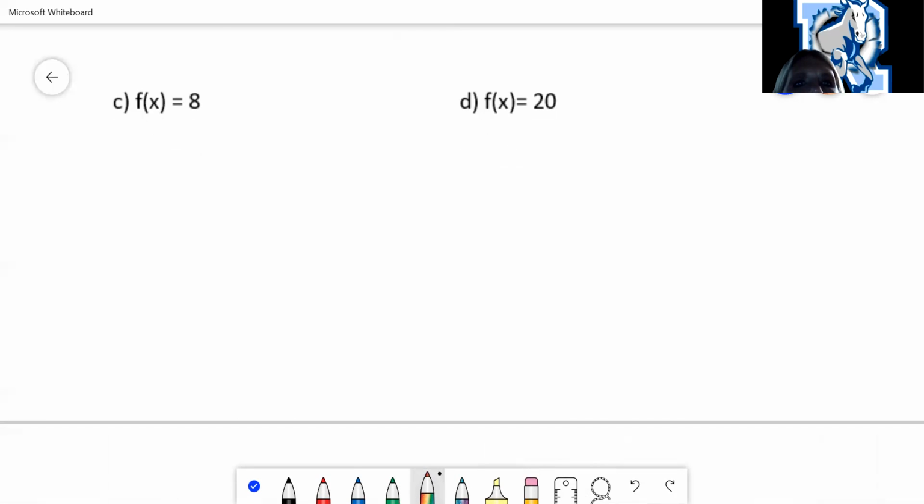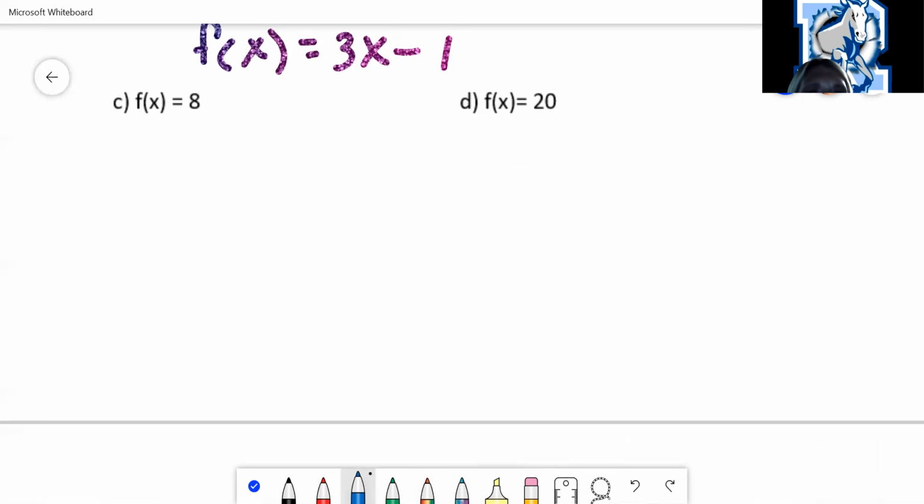We have the equation f of x equals 3x minus 1. Now, this time, look, it says f of x equals 8. That means y equals 8. So you could, again, go in your calculator and try and look when y is 8, what is x?